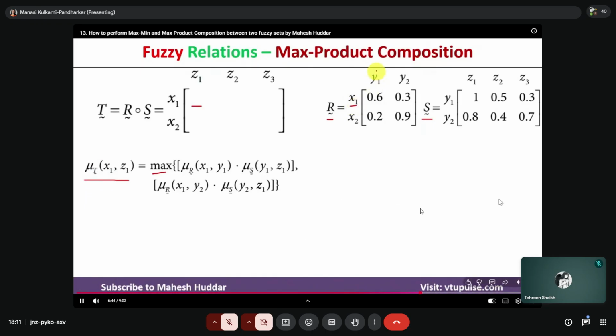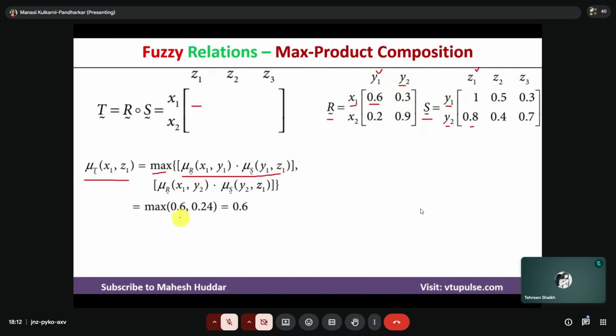So let's go for how to solve this. At x1 we will go up to y1 here, that is 0.6. Again we will go from y1 to z1, what is the value we have here? 1 in this case. 0.6 multiplied by 1, that is the first component. The second component is what? Again we start at x1, go up to y2, and from y2 go up to z1 here. That is 0.3 multiplied by 0.8. Once you perform those multiplications, see now what we got? 0.6 into 1 is 0.6 itself.